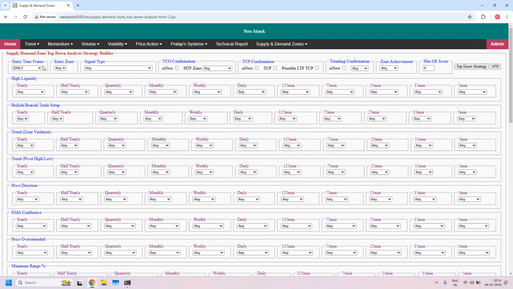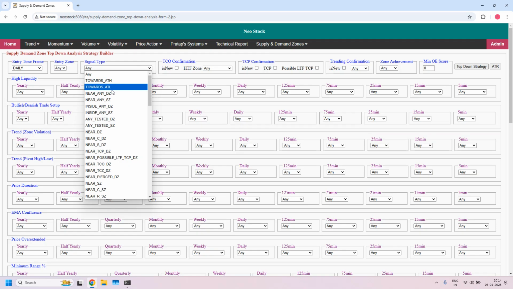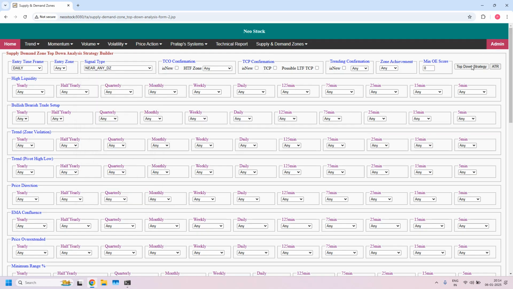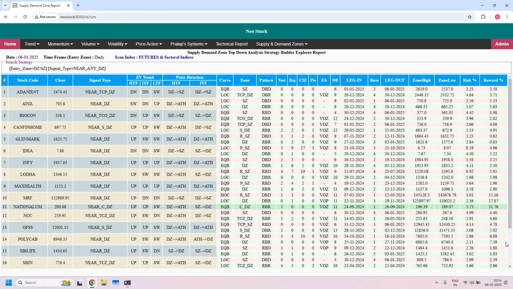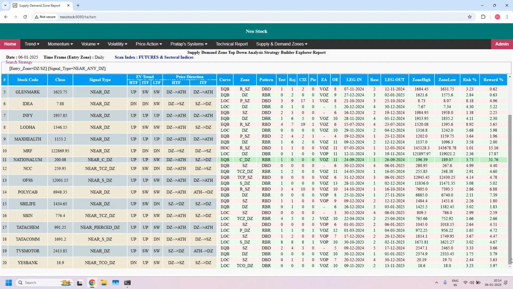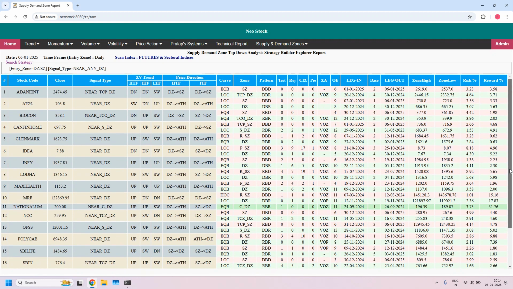Next time frame is daily. Entry time frame daily. Let us find the stocks near daily demand zone. We got a big list. First 16 stocks in the list. I'm scrolling the list down. So 20 stocks are filtered. So let us identify high liquidity zones from this list, high liquidity demand zones.